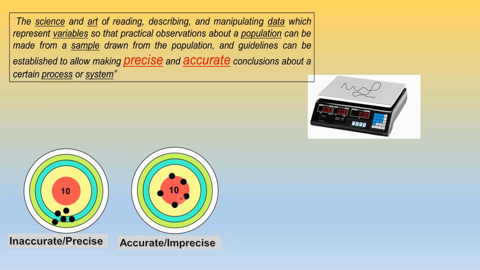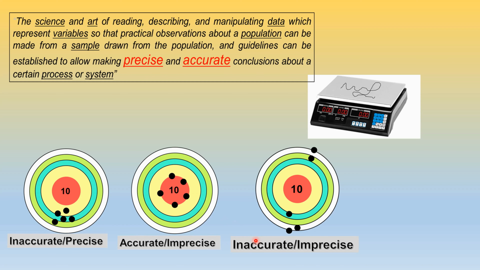So they are accurate because if you take the average of these black dots, they're going to give you a 10, but they are far apart, so we call this imprecise. Here we have data that are neither accurate nor precise. They are not accurate because they don't hit the center. And they are not precise because they are far apart from each other.